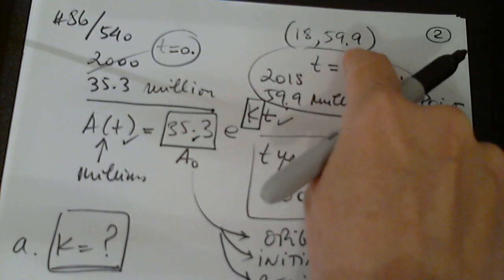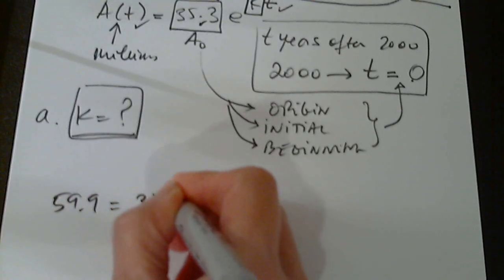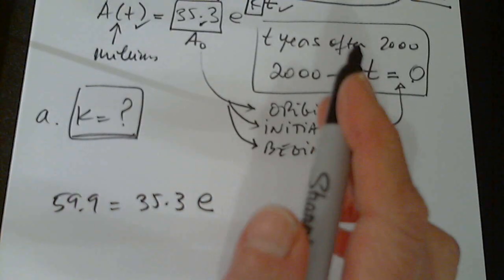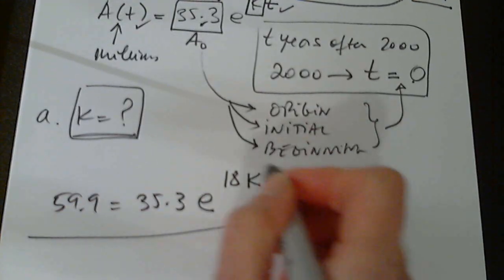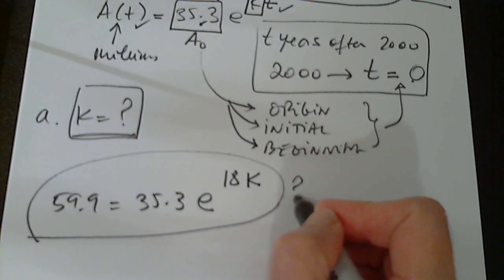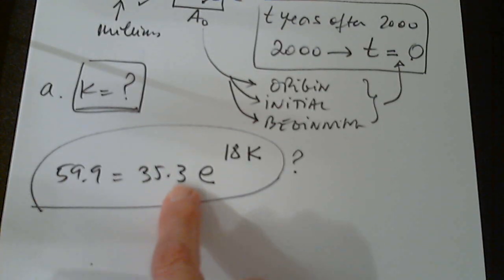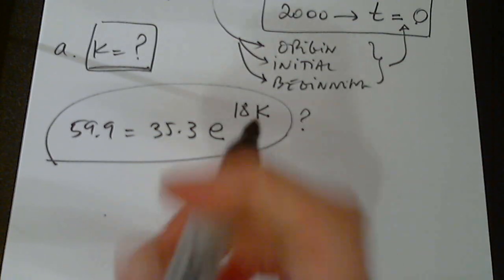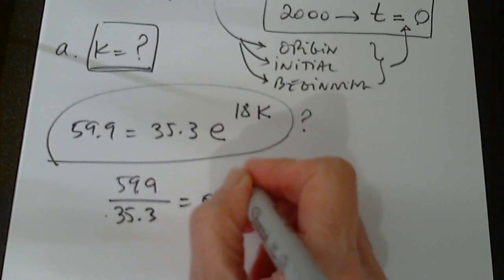So 59.9 equals 35.3 e to the 18k. This is what type of equation? And how do I solve it for k? You will have to divide by 35.3. Exactly. Clean it up. Thank you, Christy. That's exactly what we did. So 59.9 over 35.3 equals e to 18k.